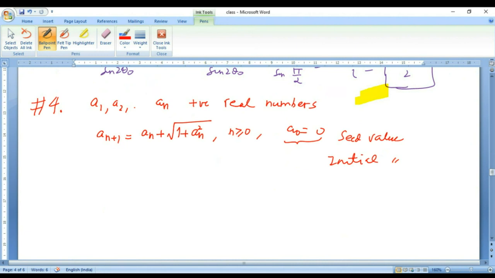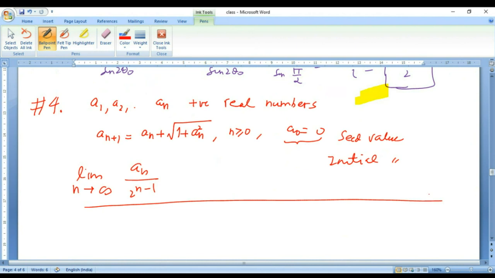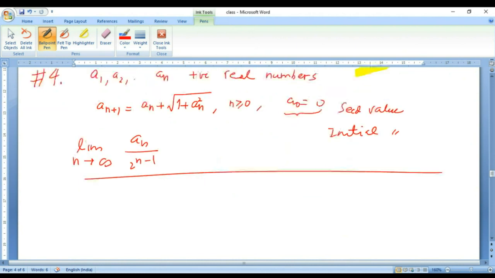That means that I can plug in n equal to 0, I can get a1. Then I can plug in n equal to 1, I can get a2, and so on. And your job is to find out the limit of n tends to infinity of an over 2 to the power n minus 1. Here the problem ends, and we'll start the solution now.